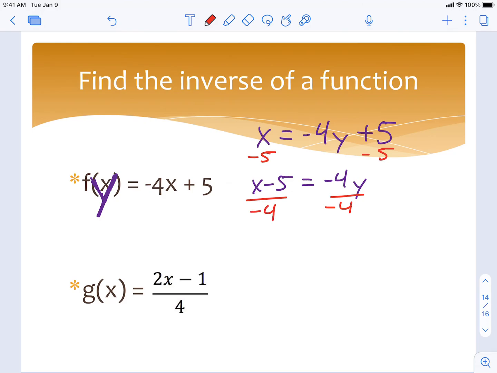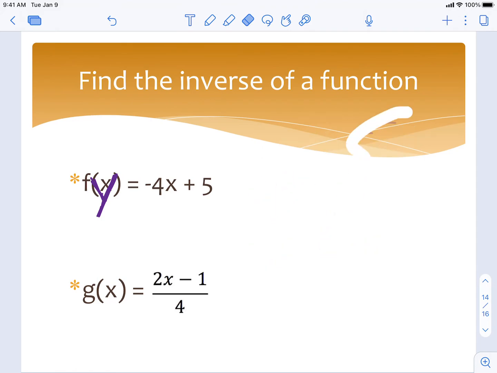You might be able to just keep it like this and just cancel out the -4's and say that it's x minus 5 over -4. We could also simplify it further, like we did with linear equations. Remember that the -4 is dividing both terms. And so that means that we have -1/4 x plus 5 over 4 equals y. So it could be either of these formats. Might be good enough just to do it to here, but you can also simplify this into a linear equation. All right.